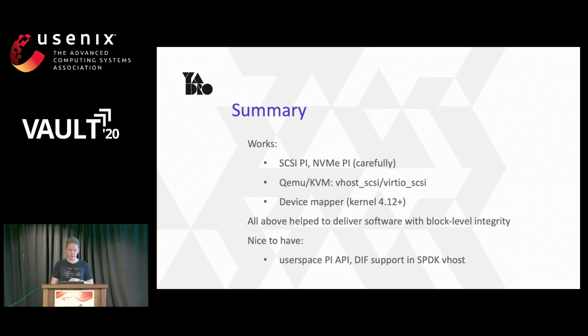Okay, so wrapping up the whole talk, we managed to use block integrity inside Linux. We use it both on SCSI protection info and NVMe protection info in dual port drives, and it works fine. We found a way to put this thing inside virtual machines for testing, for continuous integration, and to emulate the whole thing inside developer machines. Stacking in device mapper works great starting from 4.12 with protection info, and all of the above helped us deliver our software with block integrity enabled.